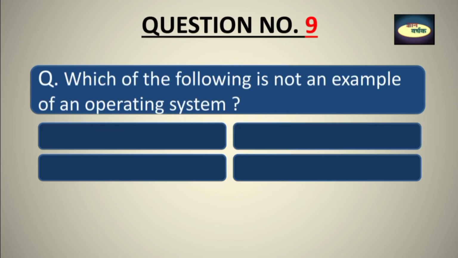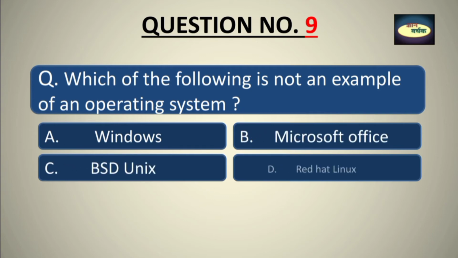Which of the following is not an example of an operating system? A. Windows. B. Microsoft Office XP. C. BSD Unix. D. Red Hat Linux. The answer is option B, Microsoft Office.